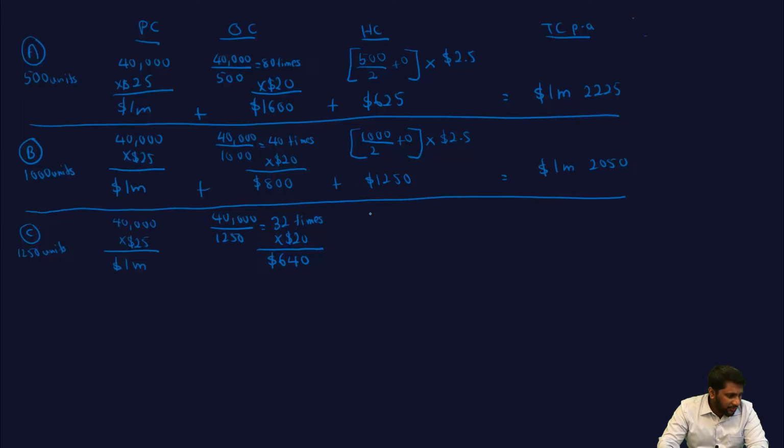So how to calculate the holding cost? Order quantity divided by 2, 1250 divided by 2 plus 0, into holding cost per unit per annum, which is $2.5. So 1250 divided by 2 into 2.5, you are getting a value of 1562.5. So what is the total cost according to manager C? It is 1562.5 plus 640 plus 1 million.